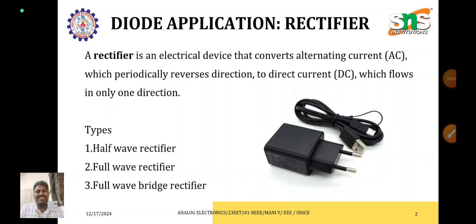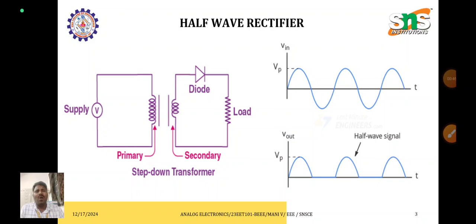So there are several types of rectifiers. Broadly it can be classified into two types. One is the half wave rectifier, another one is the full wave rectifier. Again, the full wave rectifier is further classified into two categories. One is the center tapped full wave rectifier, another one is the full wave bridge rectifier. So the first one, the half wave rectifier.